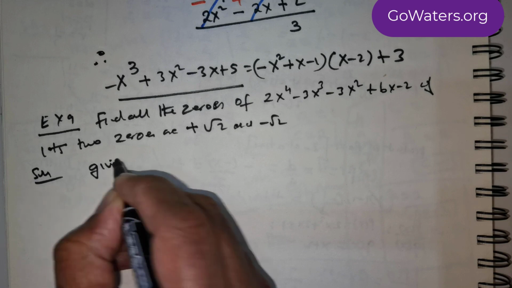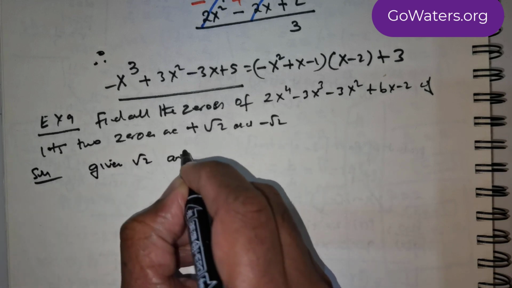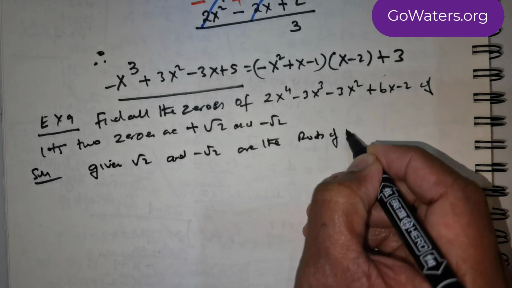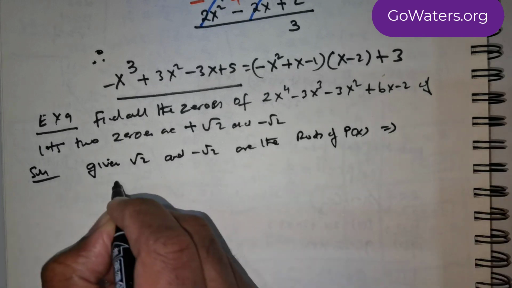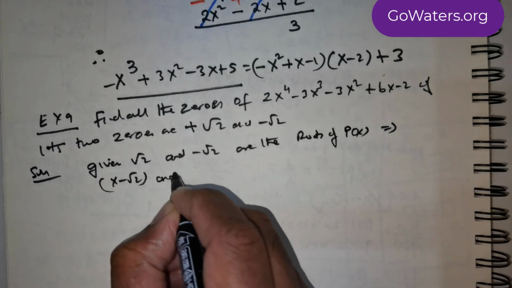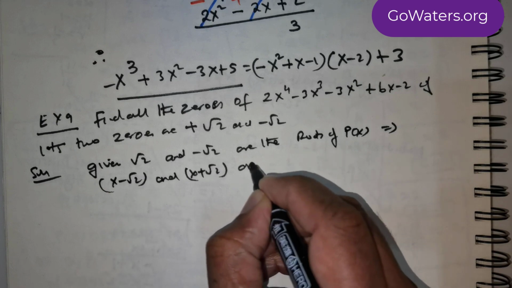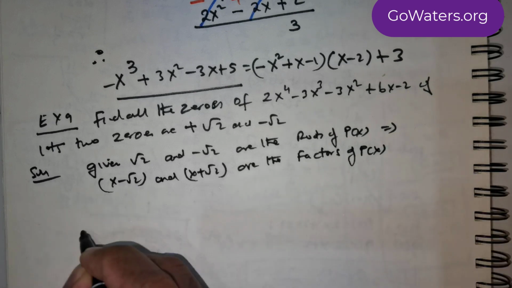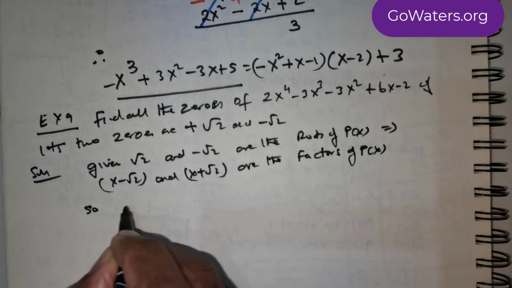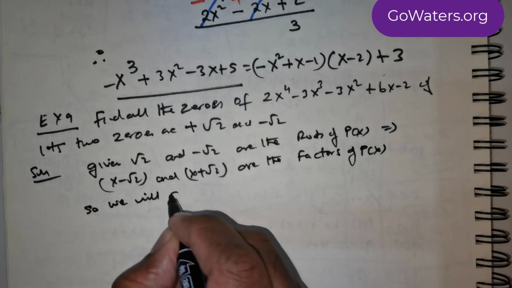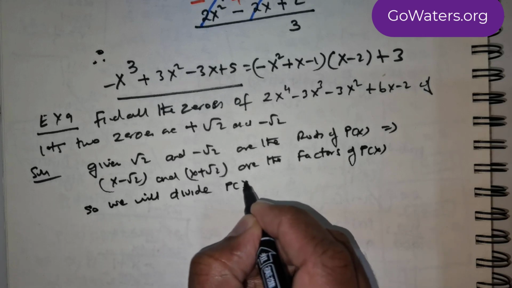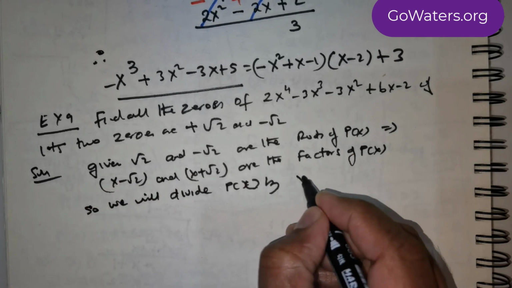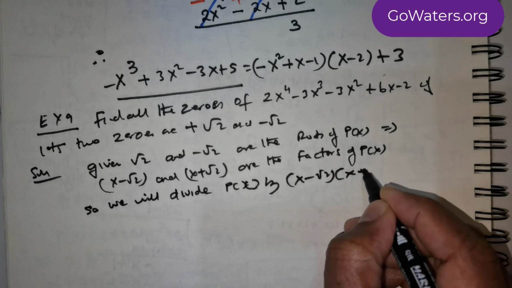Now, given that, this is how you need to do this. Given that root 2 and negative root 2 are the roots of P of x, this would mean x negative root 2 and x positive root 2 are the factors of P of x, right? So now we will divide P of x by x negative root 2 multiplied with x positive root 2.